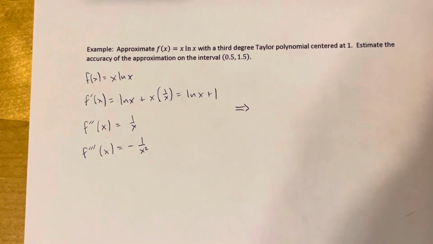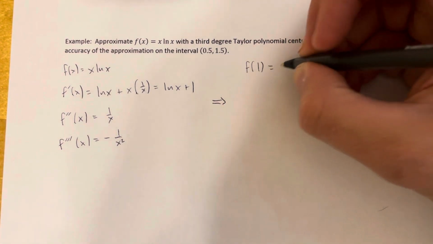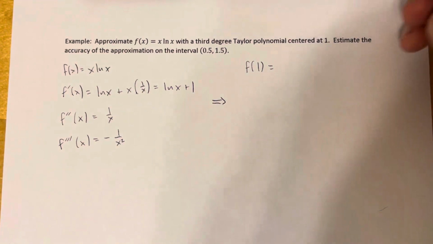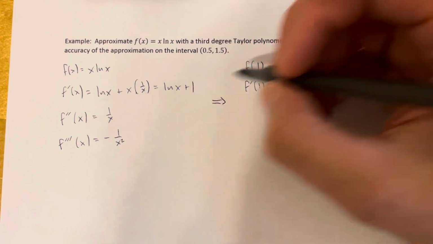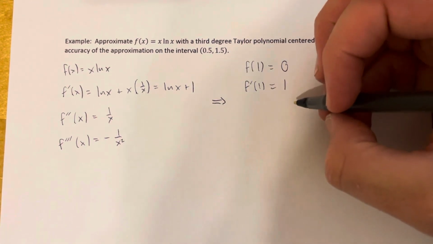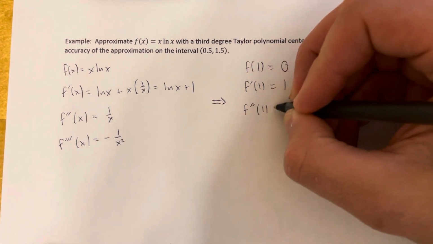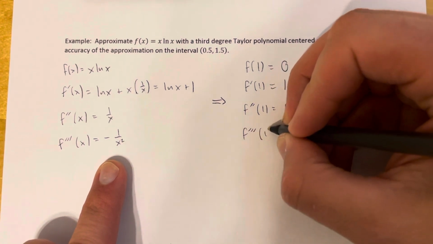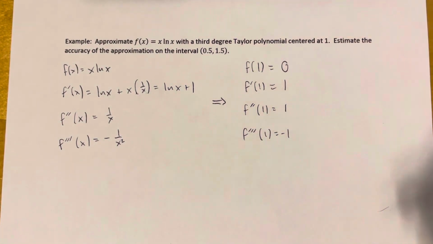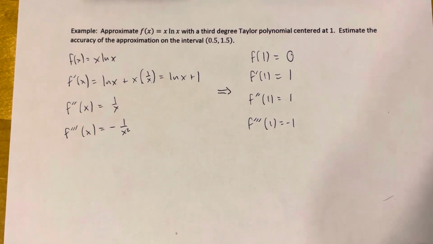We're centering our Taylor polynomial at 1, so I need to plug a 1 into each one of these. F of 1 is 1 times the natural log of 1, which is 0. F prime of 1 is the natural log of 1 plus 1, that's 1. F double prime of 1 is 1 over 1, which is 1. And then negative 1 over 1 squared, which is f triple prime of 1, that would be negative 1. So I'm getting really nice coefficients here. Okay, finding my Taylor polynomial, that's the next step.